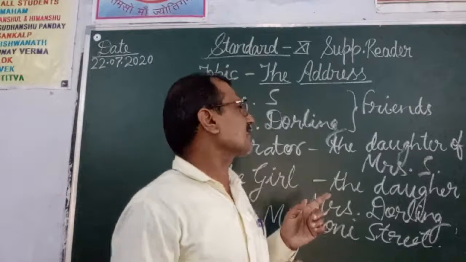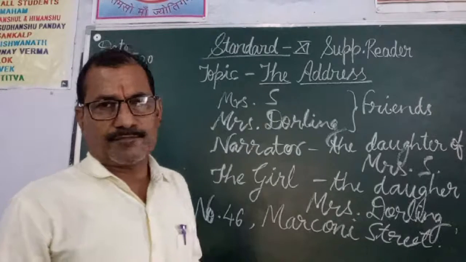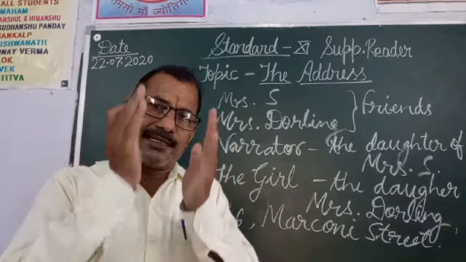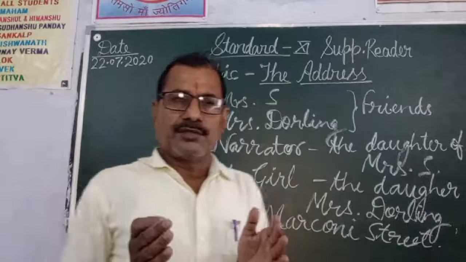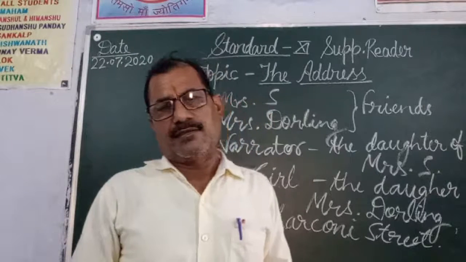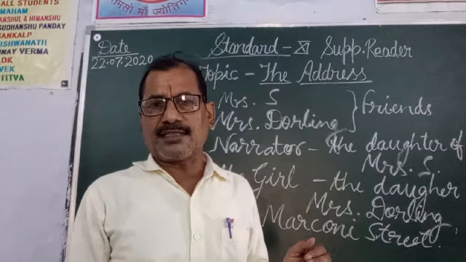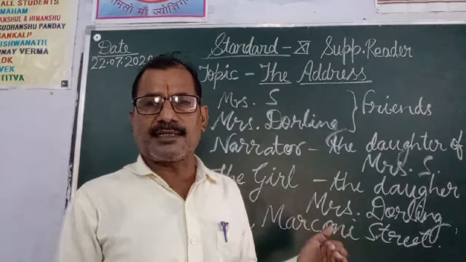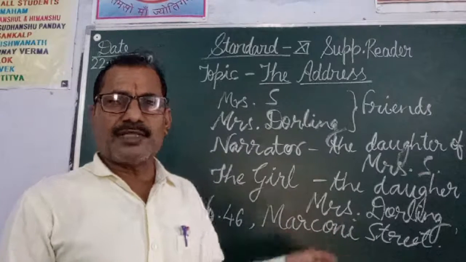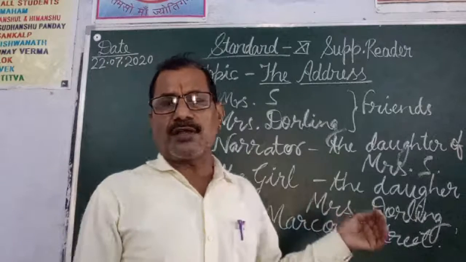She hid herself behind the door and she opened the door only up to the slit. Only up to the slit means a very narrow line. She opened the door to a very narrow line and she was talking to her and then she said that she had no time. Means Mrs. Darling said that she had no time to meet her, to talk to her, and she would talk on any other day.